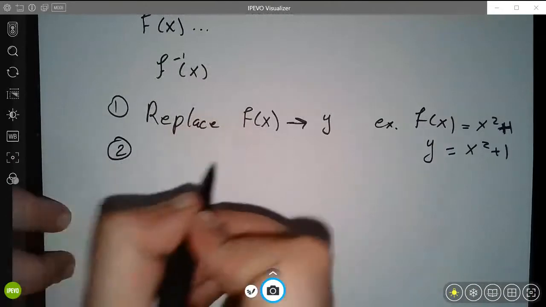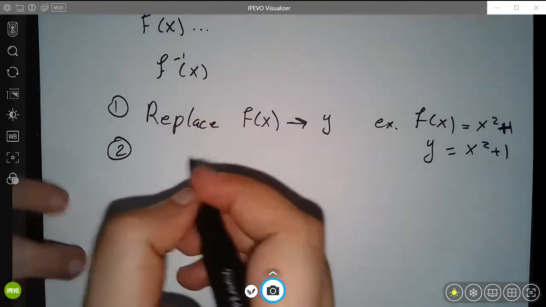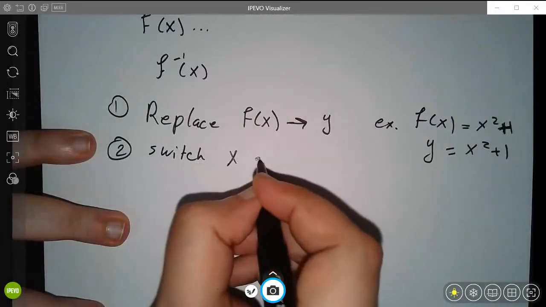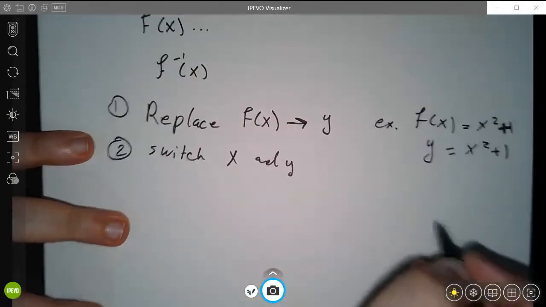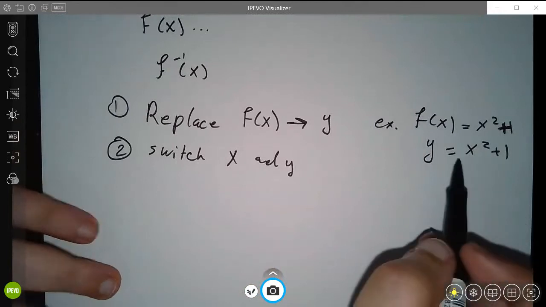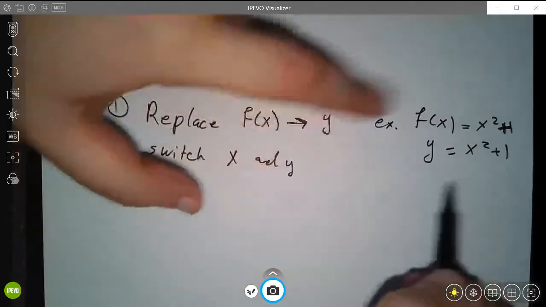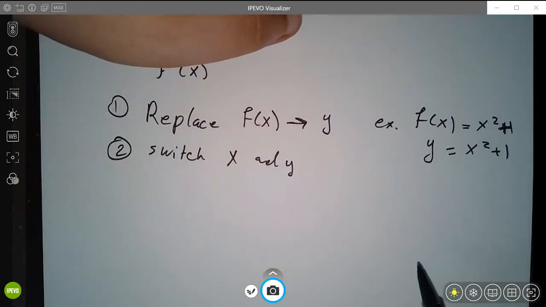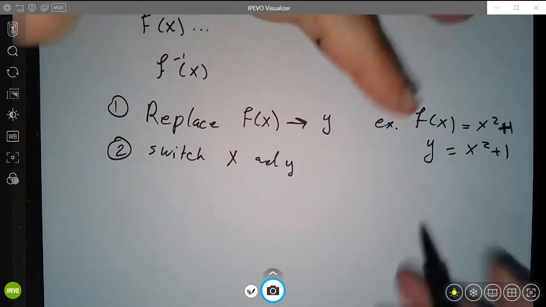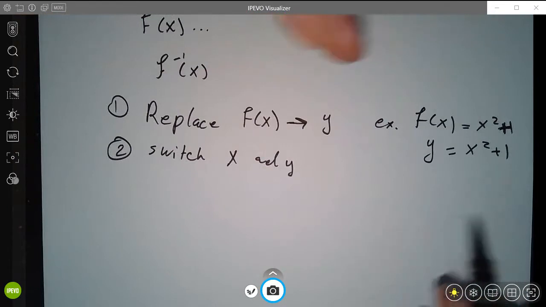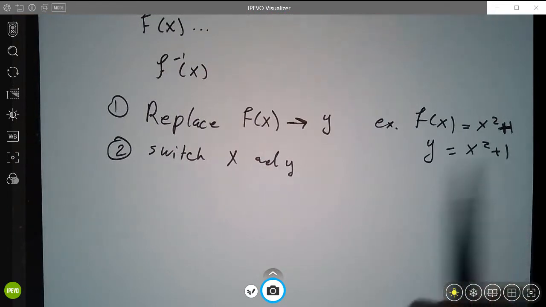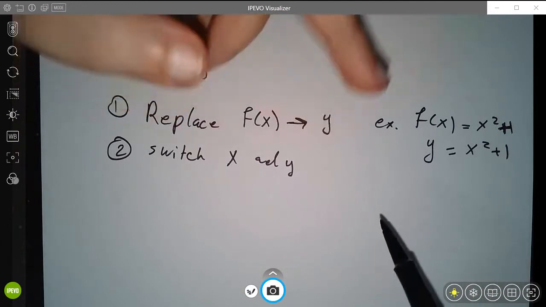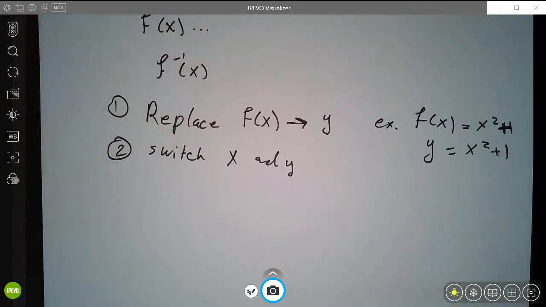Second step would be to switch. I want you to switch x and y. Now, what do I mean by this? I mean, in the equation you ended up with, I want you to replace every x you see with y and every y you see with x. Which makes sense because I said that the domain of a function is the range of the inverse, and the range of the function is the domain of the inverse. So I wanted to switch the x and y.